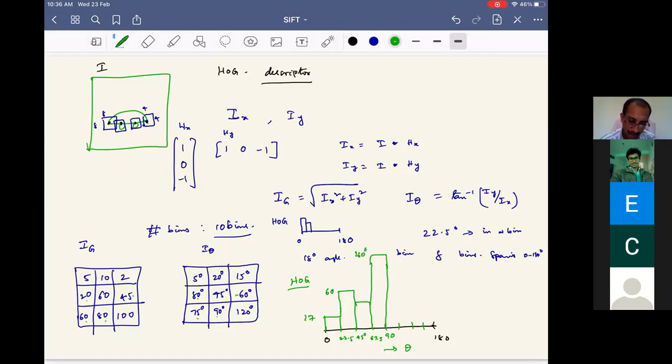Okay, and then 90 to 111.5. In this bin, how many will come? 112.5. How much is the height of this bin? 0. Oh, it is nothing. It is 0. Okay, and then 112.5 to 135. Again, how much? 100. 100, very good. So it's 100.